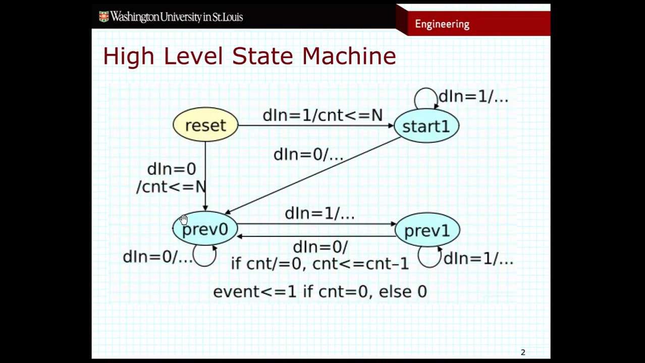And I hesitate to call them outputs. You can see that this is a Mealy machine because the outputs themselves take place on the transitions, not based on the states. But the outputs aren't actually outputs. If you look at this output here, this says that when we transition from reset to previous 0, what we're going to do is take something called count and set it to a value n.